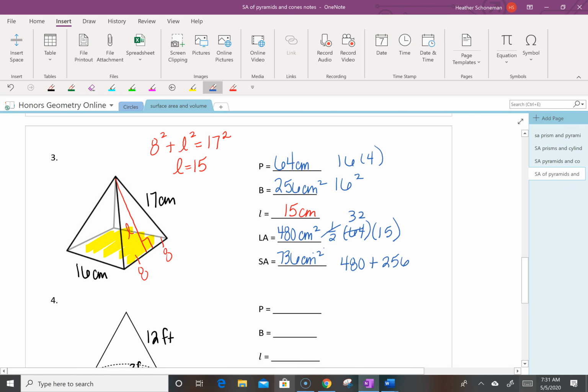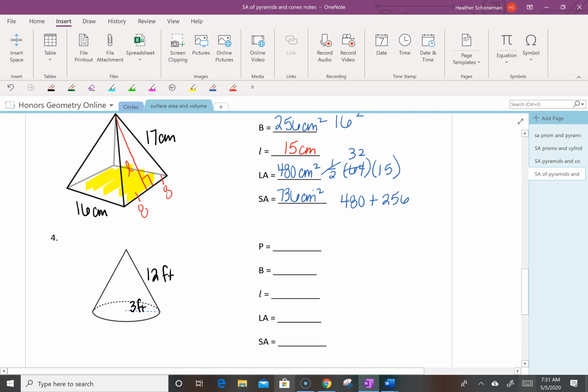Okay, same thing, but now we're going to go to a cone. Now remember, in a circle, you don't have perimeter. The distance around a circle is circumference. So when they're asking for the perimeter, they're really asking for the circumference. Okay, so circumference, if the radius is 3, would be 2 pi times the radius, which is 6 pi feet.